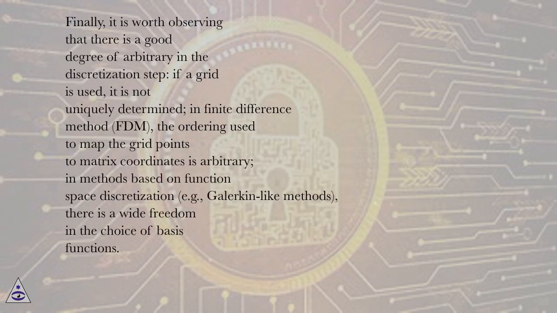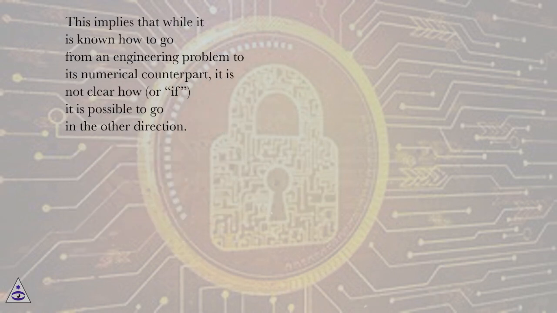Finally, it is worth observing that there is a good degree of arbitrariness in the discretization step. If a grid is used, it is not uniquely determined. In the finite difference method, FDM, the ordering used to map the grid points to matrix coordinates is arbitrary. In methods based on function space discretization, for example, Galerkin-like methods, there is a wide freedom in the choice of basis functions. This implies that while it is known how to go from an engineering problem to its numerical counterpart, it is not clear how, or if, it is possible to go in the other direction.